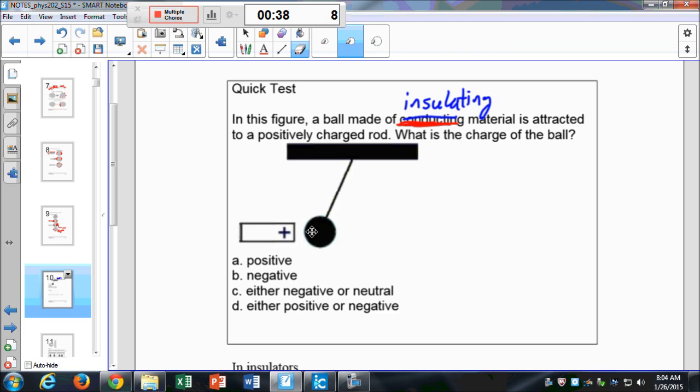Alright, stop at say 50 seconds. Are we still assuming that the ball is being attracted to the positive charge? Right, yeah. So same scenario, except instead of a conducting material, it's an insulating material. I'll go for 1 minute. Just a few more seconds.